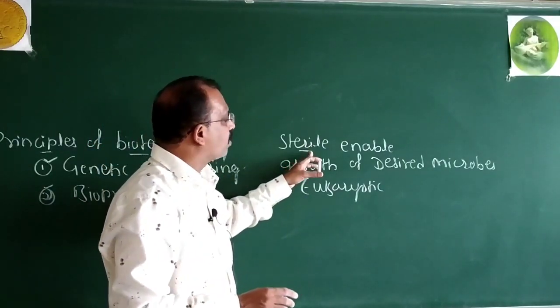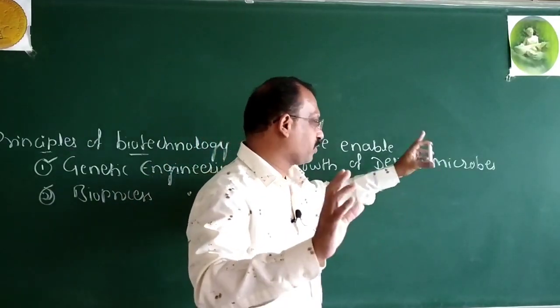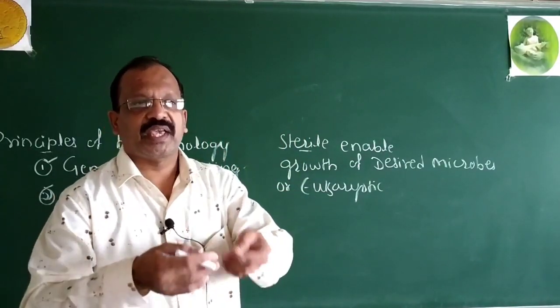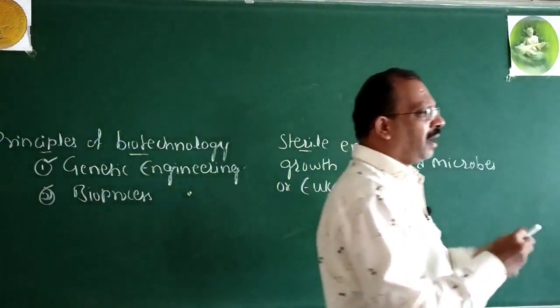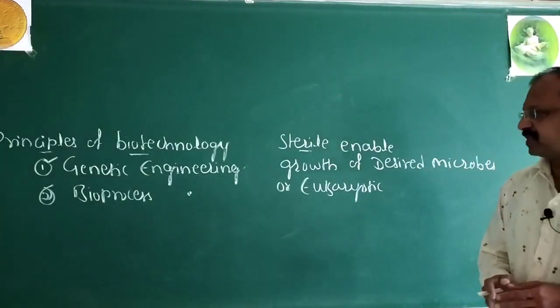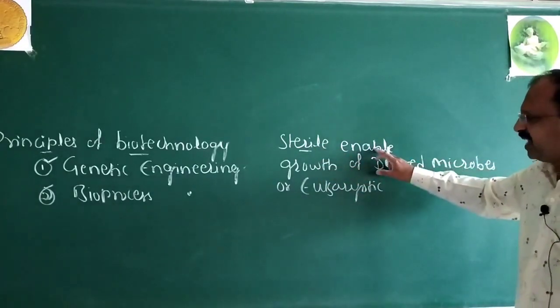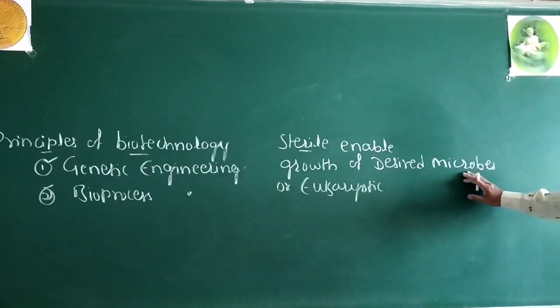It will enable the growth of only desired microbes. Desired means required microbes or eukaryotic cell in a large scale to produce human wanted substances. Already I put forward a list of human wanted substances. Sterile means free from microorganism. It will enable the growth of only desired microbes. Microbes means which are not visible to the naked eyes, so they can be seen only with the help of microscope.